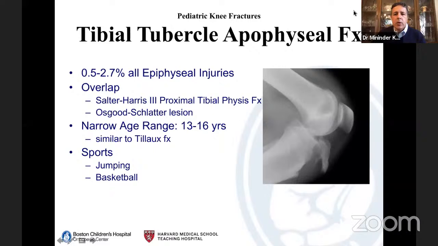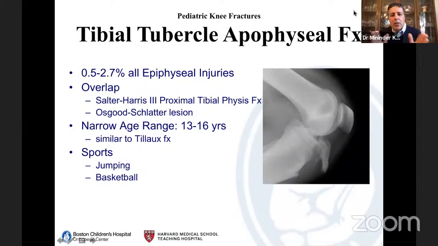So the tibial tubercle apophysis, we'll start with. The tubercle apophysis fractures are not uncommon. They represent a half to almost 3% of all epiphyseal or apophyseal injuries. This can be a Salter-Harris 3 extension into the proximal tibial physeal fracture. It can be the sequelae of a prior Osgood-Schlatter lesion. It tends to happen in a narrow age range, kind of like the Tillaux fractures or the triplane fractures. That was a question Sandeep had talked about at the beginning of this session.